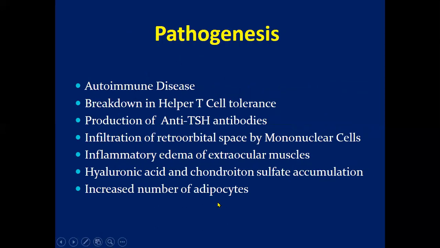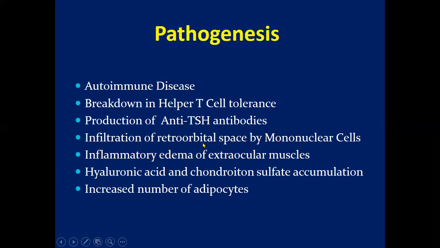What is the pathogenesis? A very simple one. It is an autoimmune disease which results from a breakdown in helper T cell tolerance toward the body's own cells. They produce antibodies against some receptors, so there is a hindrance to the function of TSH on the thyroid cells. Anti-TSH receptor antibody production is one of the features of Graves' disease; these are called TRAb, thyrotropin receptor antibodies. Instead of TSH attaching to the thyroid gland, they act on the receptors and stimulate the production of thyroid hormones.